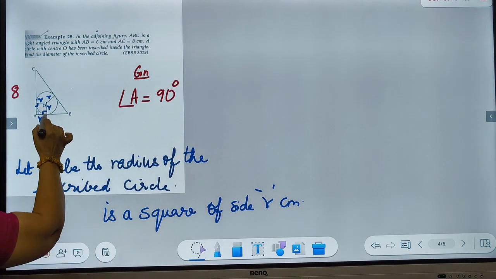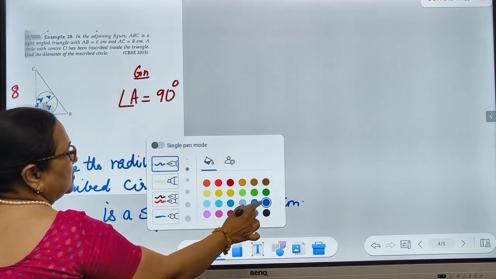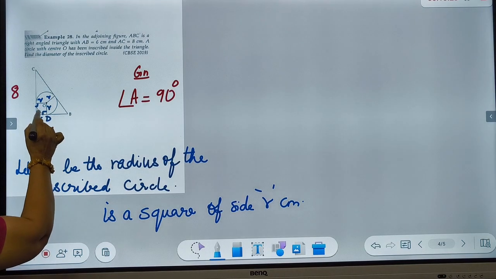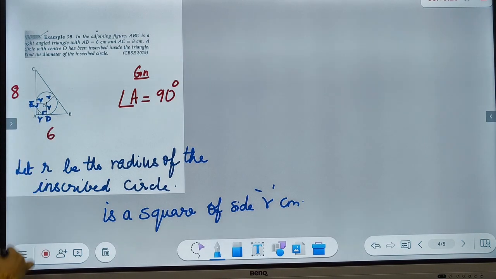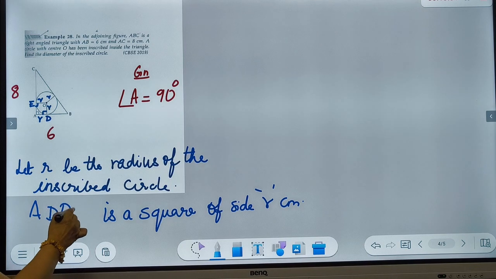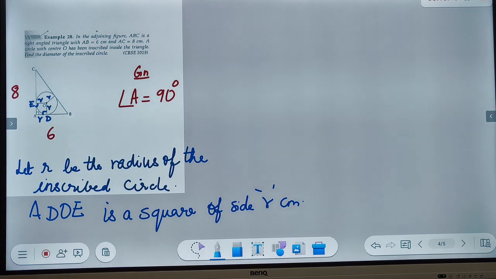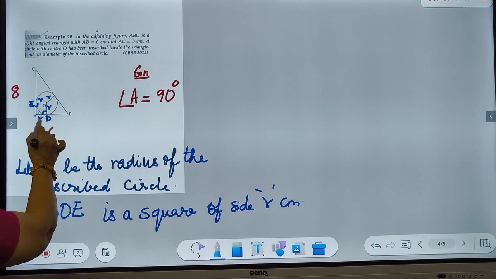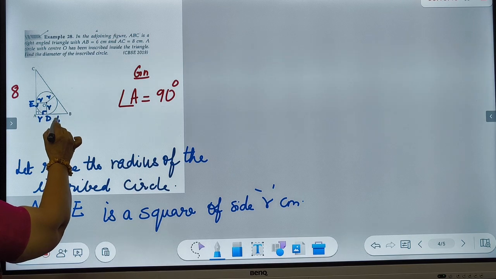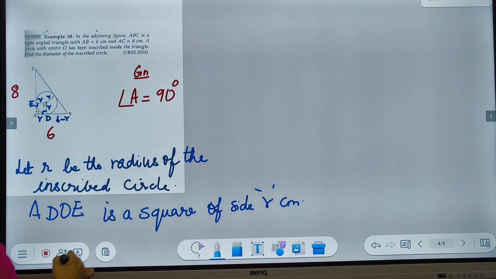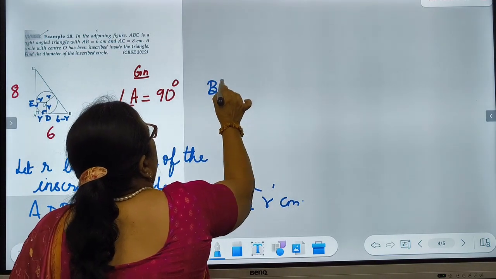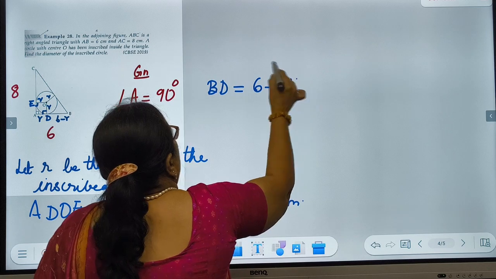ABC has already been used. So let me use D and E. Let this be D and this be E. This is O. So therefore, A, D, O, E is a square of side R centimeter. Okay. Now, this is R. So, the length of AB is 6. So, this is 6 minus R. Okay. So, BD equal to 6 minus R.